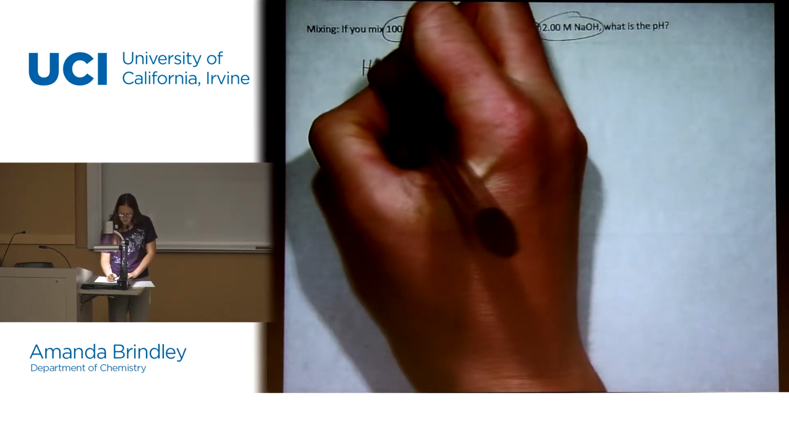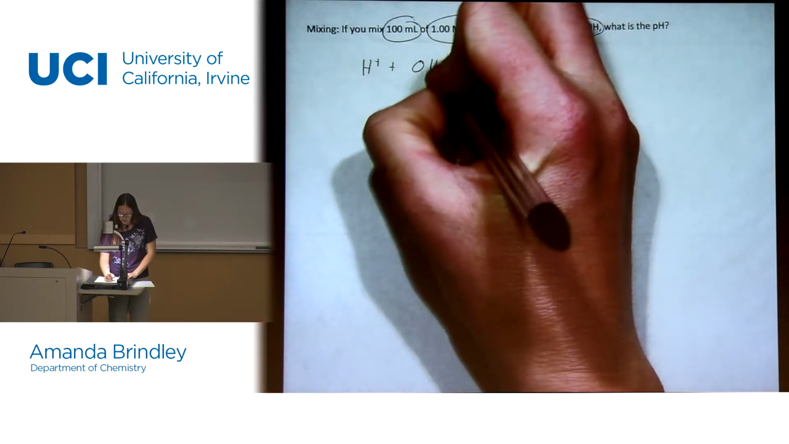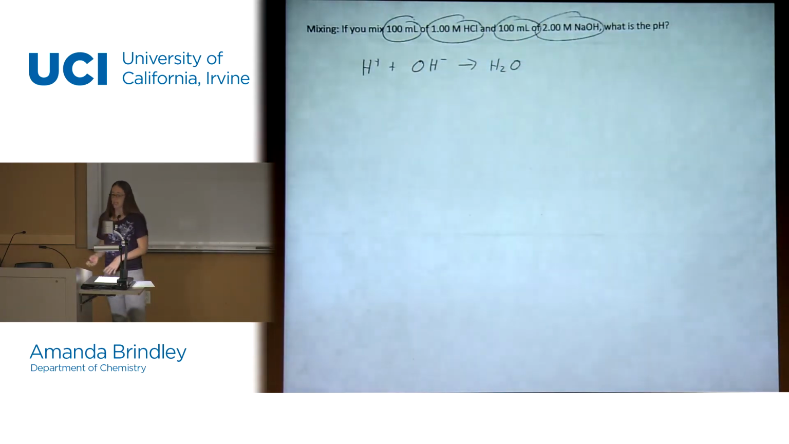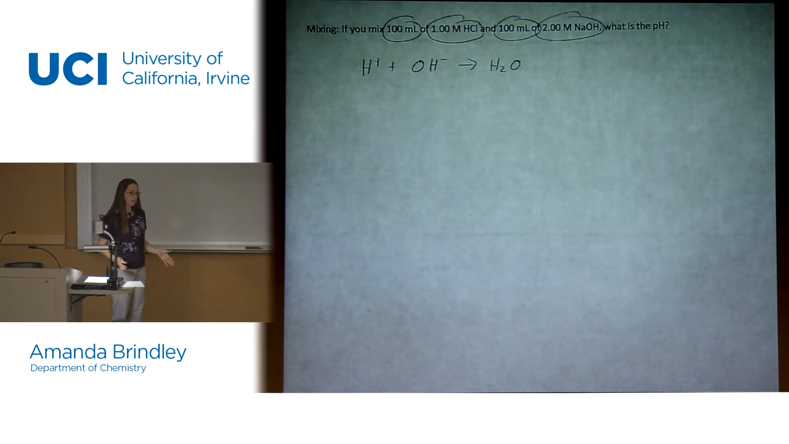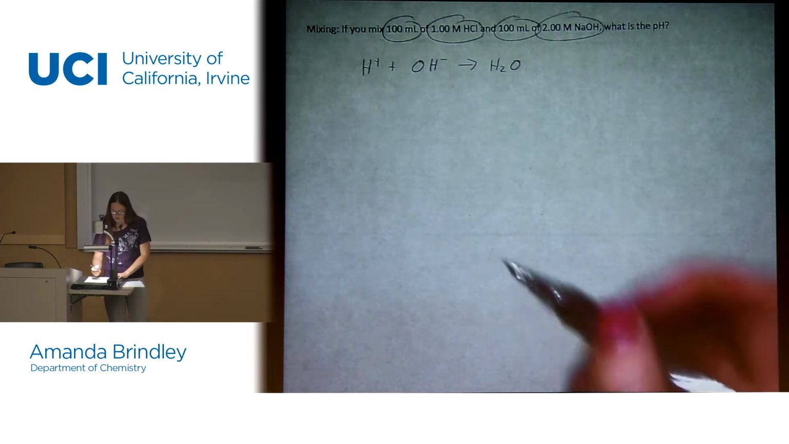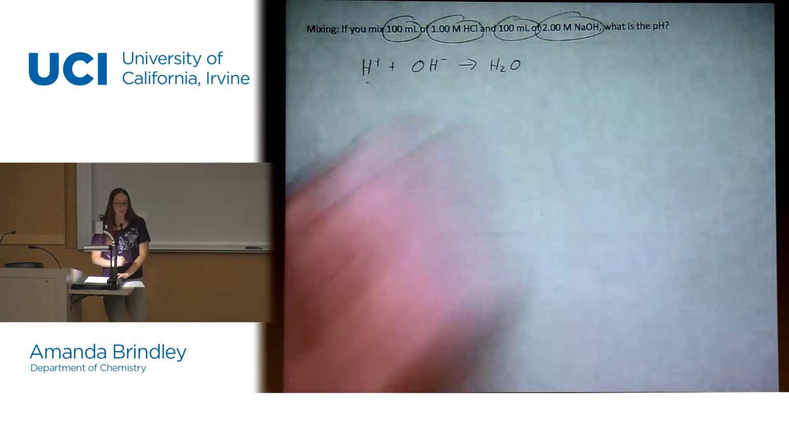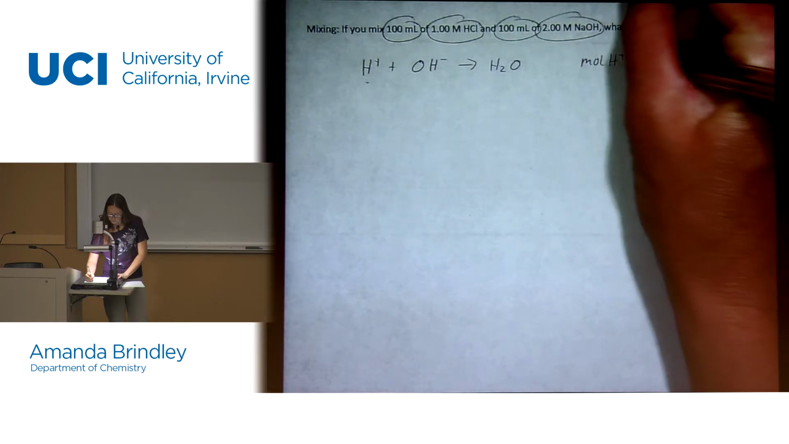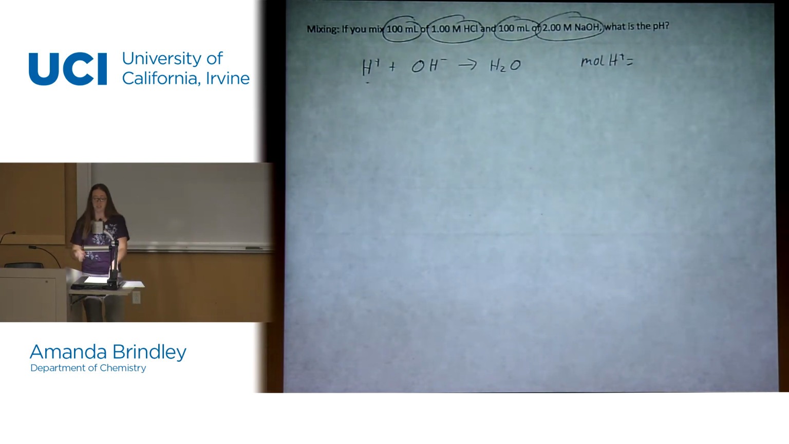So we're going to take H plus, we're going to react it with OH minus, and we're going to form water. I really like keeping track of everything in a nice linear down the page fashion next to my equations. So let's go ahead and calculate how many moles of H plus we have. And this is before they get a chance to react.